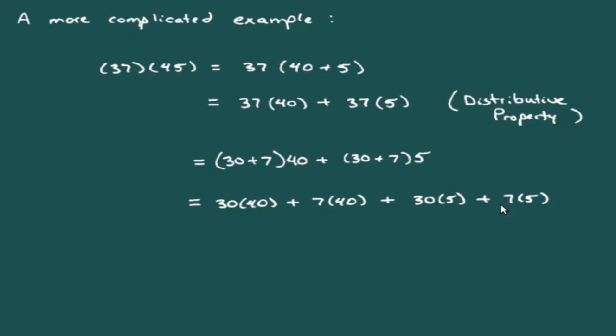Now, these are a little easier multiplications to do in our head. 30 times 40, well, 3 times 4 is 12. Add on 2 zeros, so we get 1,200. Again, 7 times 4, we get 28, so 7 times 40, 280. 3 times 5 is 15, so 30 times 5, 150. And then 7 times 5 is 35. We can add those numbers together in our head if we wanted to, and so we get a final answer of 1665.